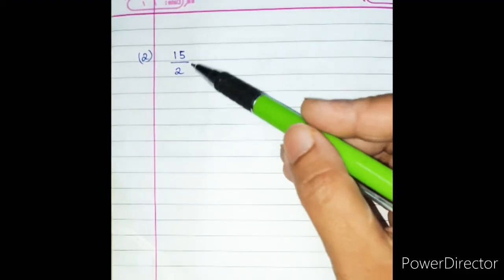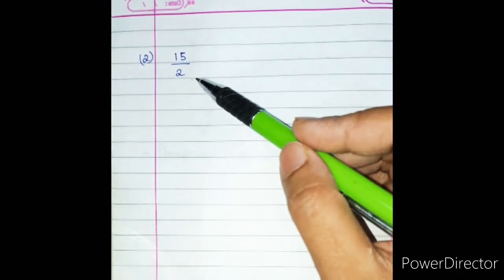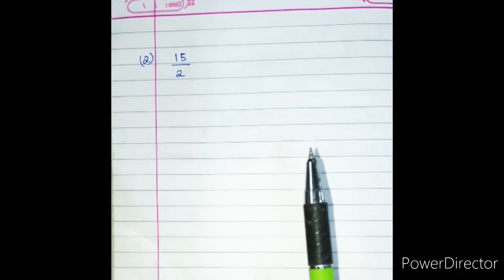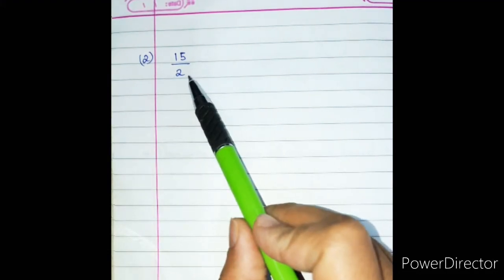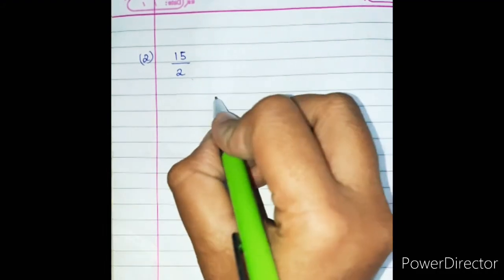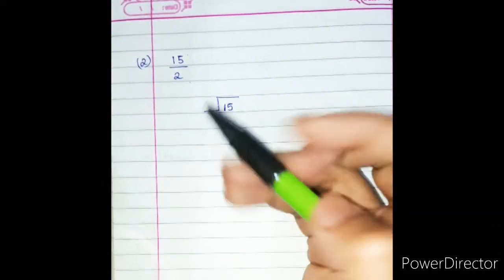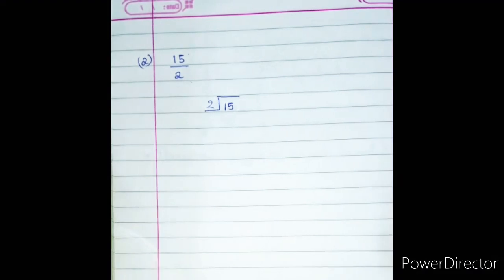We have taken 15 divided by 2. This is an improper fraction. First check whether it is an improper fraction, and the question says we have to convert this improper fraction to a mixed fraction. We are going to use the division method. So let's put the division sign first. The numerator 15 will become the dividend. The denominator 2 will come as the divisor.